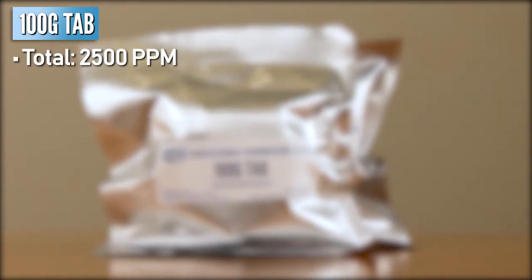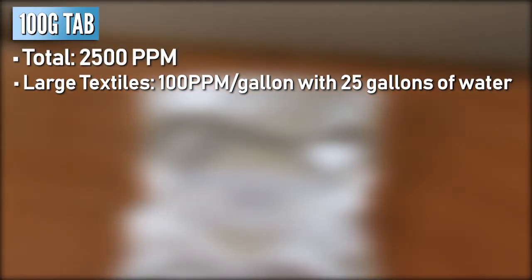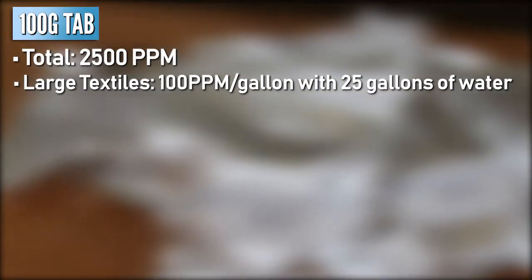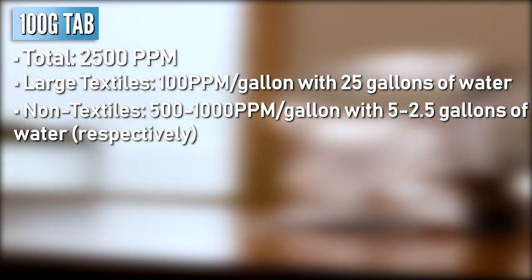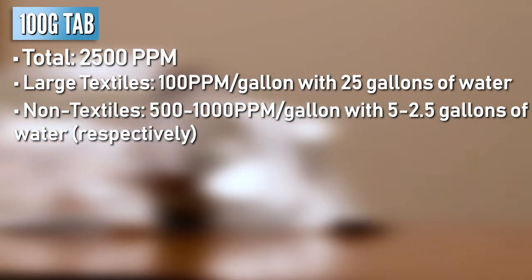The 100-gram tab makes a total of 2,500 parts per million and is perfect for large textile treatments requiring up to 25 gallons of ready-to-use solution, or it can be used at higher concentrations of 500 to 1,000 parts per million per gallon on non-textile surfaces diluted in 2.5 to 5 gallons of water.